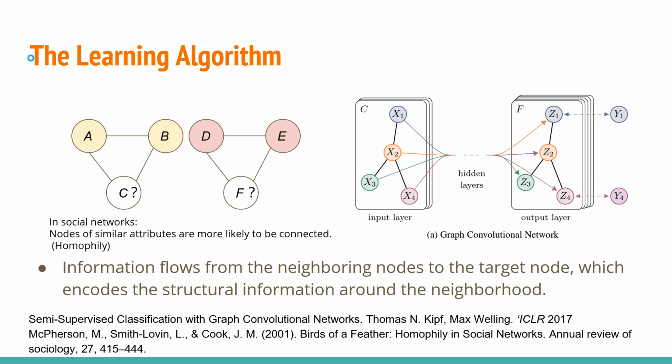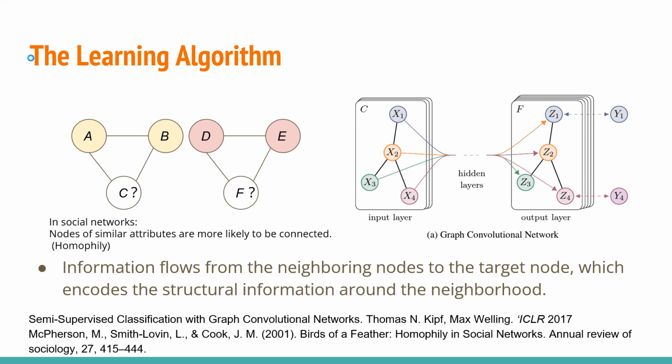In social networks, this is a famous quality called homophily, which says that nodes with similar attributes are more likely to be connected. Therefore, to learn a good representation for a node, we are interested in the information in the neighboring nodes as well as the node itself. There has been a proposed method called Graph Convolutional Network, or GCN, as you can see on the right side. It is one of the earliest proposed GNNs.